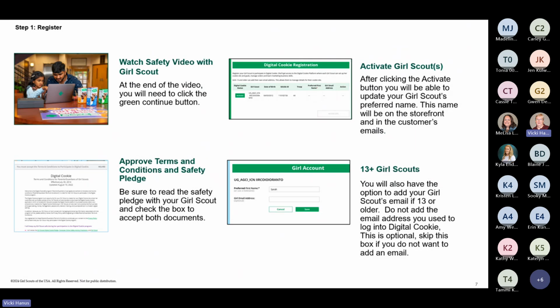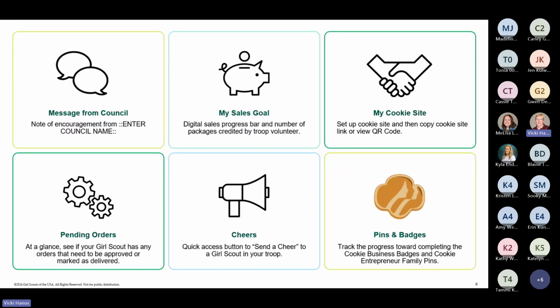And then if you have a Girl Scout that's 13 and over, you will also have an option to add your Girl Scout's email address. Do not add the email address you used to log into Digital Cookie. This is optional, but you can skip this box if you don't want to add an email. So just to let you know that that's available.